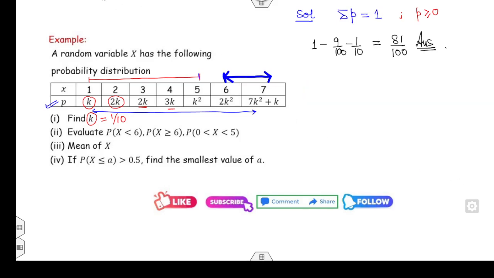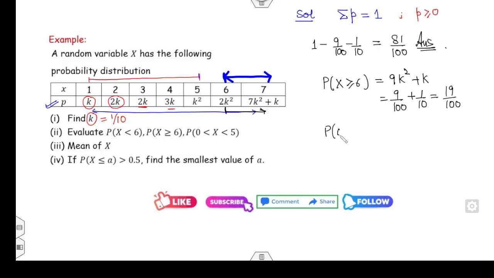Look at the second part of this probability, x greater than or equal to 6. X greater than or equal to 6 means these two numbers. That will be 9k square plus k. You can substitute the value of k is 1 over 10. So the answer will be 19 over 100.